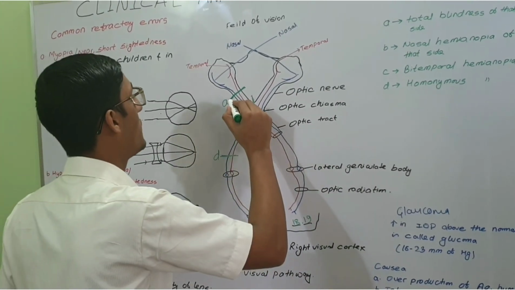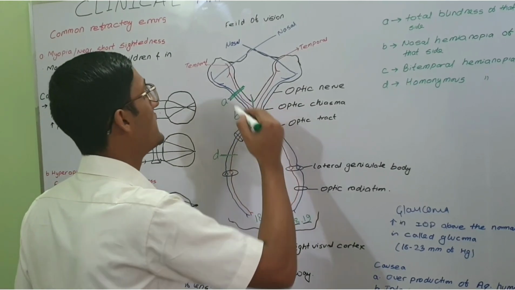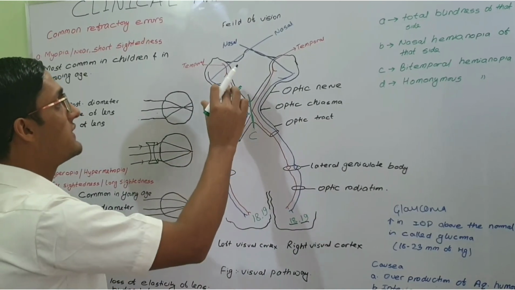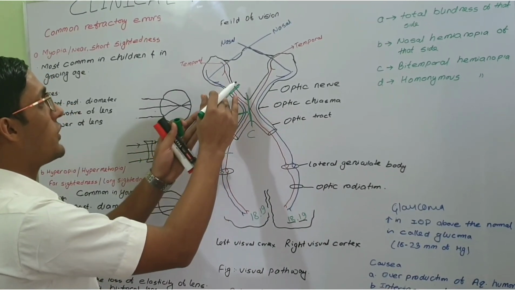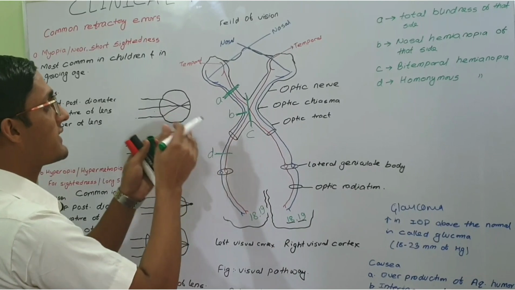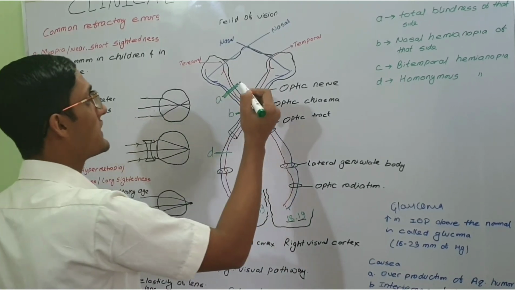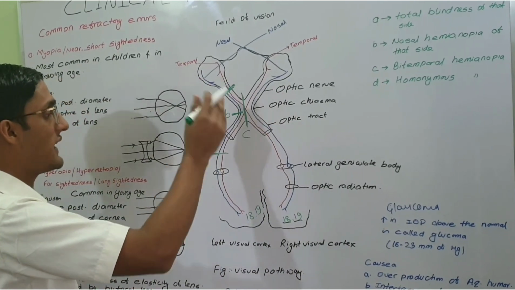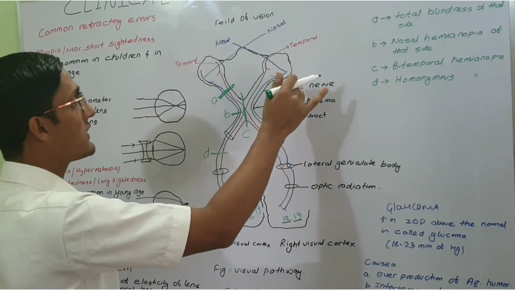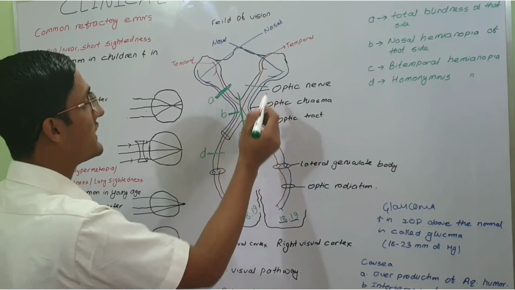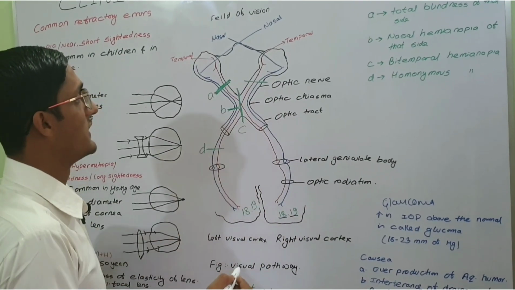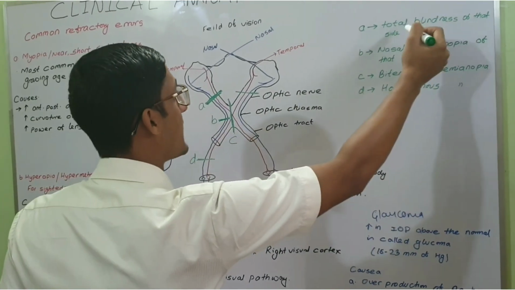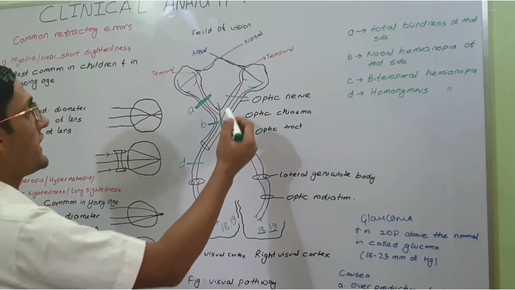If the lesion occurs in the optic nerve, in this whole portion, then the person is blind. If the lesion occurs on one side, then the blindness is on that respective side. For example, if the lesion occurs in the left optic nerve, then the person is blind in the left side, and if the lesion occurs on the right side, then the person is blind on the right side. The optic nerve lesion causes total blindness of that side.